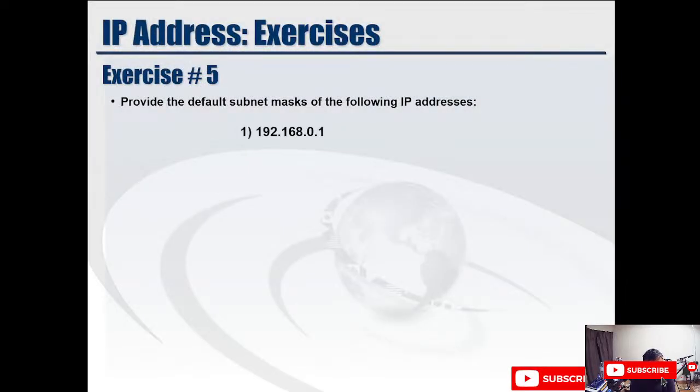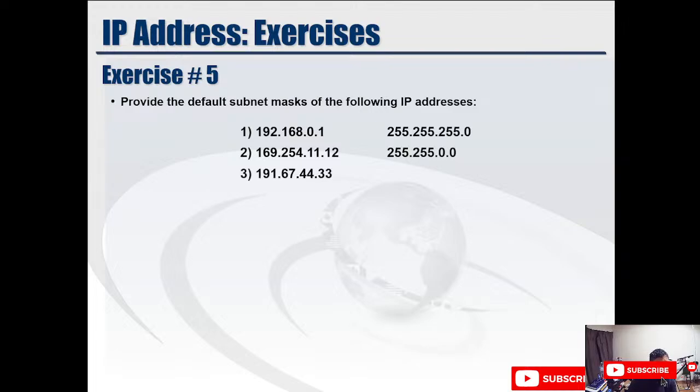So exercise. So this one, what is this IP address? This IP address is class C, right? So therefore, ano yung subnet mask niya? Dapat slash 24. So, tatlong 255, 255, and 255, and the rest is 0. Okay? While number 2, anong class ng number 2? This is class B. So, therefore, yung subnet mask natin, dalawang 255. Okay? This one, 191. So, 191 is class B.